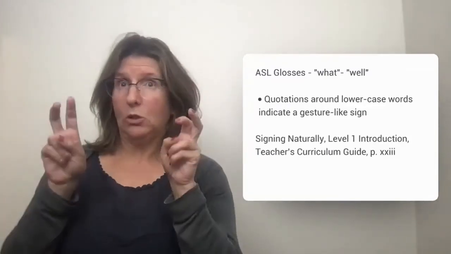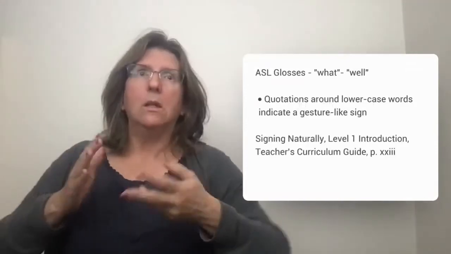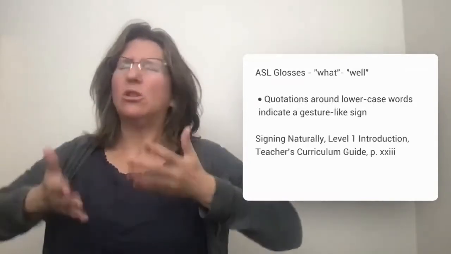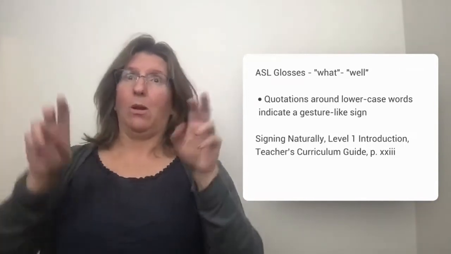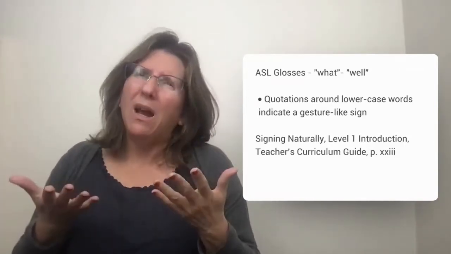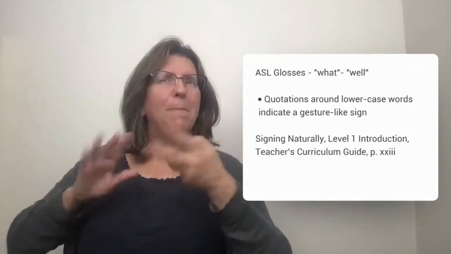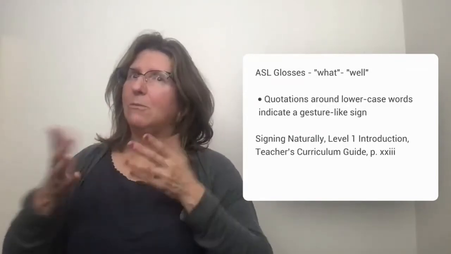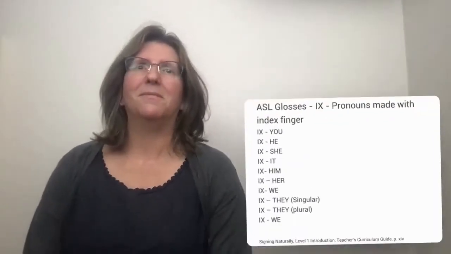When glossing ASL, another notation tool is the quotation marks, like "what". It refers to the fact that the sign is more of a gesture, like I am here, "what". Same idea for the gesture "well". In this example, the signs or gestures are very similar, but the meaning is different, which needs to be understood.